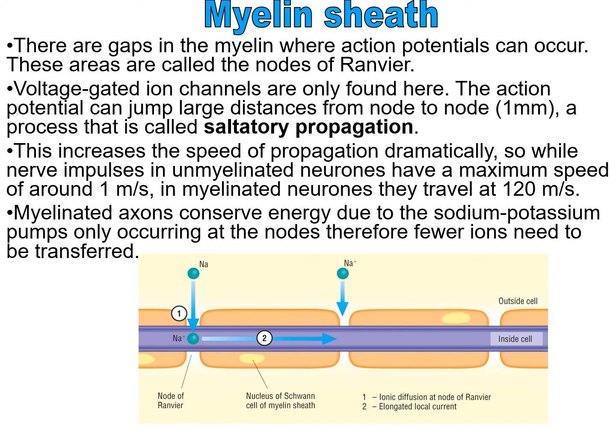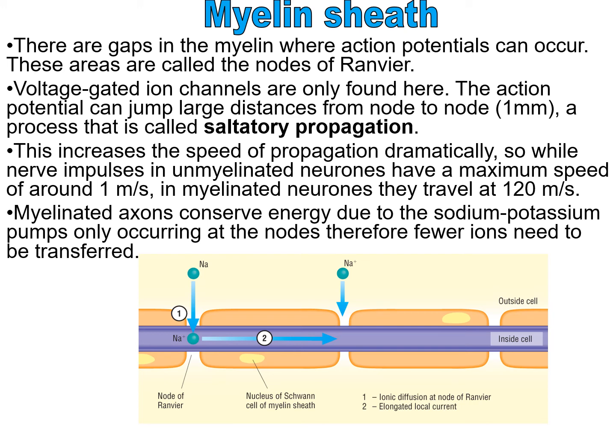So the myelin sheath is really important. Okay, so there are gaps in the myelin sheath. These are called the nodes of Ranvier, and the voltage-gated ion channels are only found here. So the action potential effectively jumps the short distance from node to node, and that process is called saltatory propagation or saltatory conduction. And this is why the myelin sheath is so important, because it increases the speed of the impulse from node to node as you have bigger gaps because of the myelin sheath as a result.